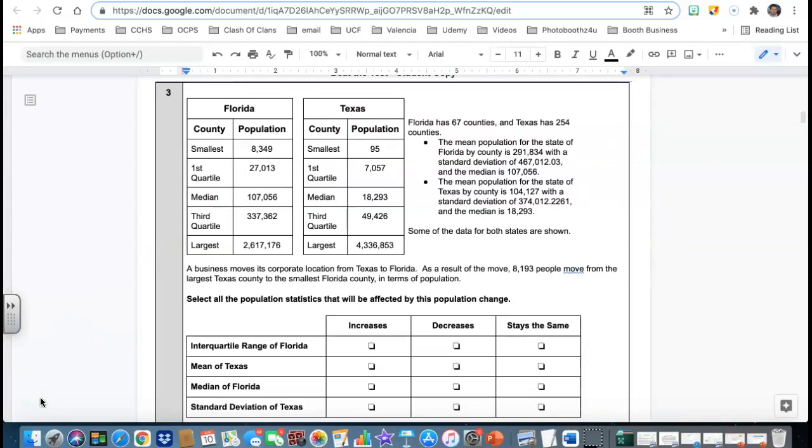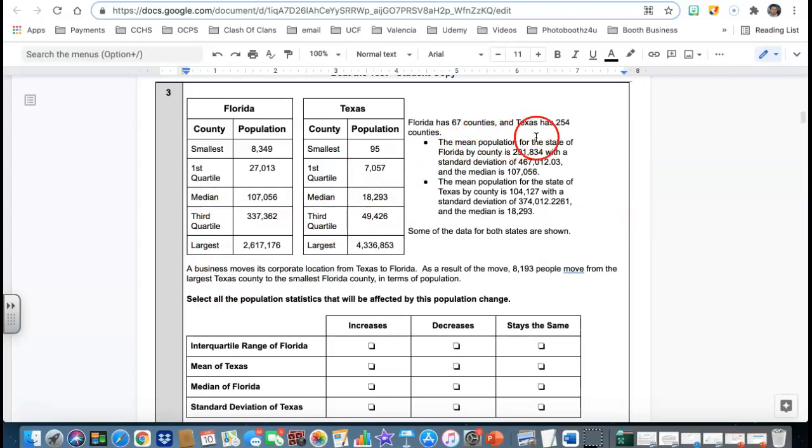So let's work on number 3. Number 3 is a big problem. Look at this. A couple of charts, a lot of questions. So you have to read carefully and see what the question is, and then concentrate on the question. So I have a Florida chart here, county population, a Texas chart, county population, kind of the same thing. First quartile, median, third quartile, largest, smallest.